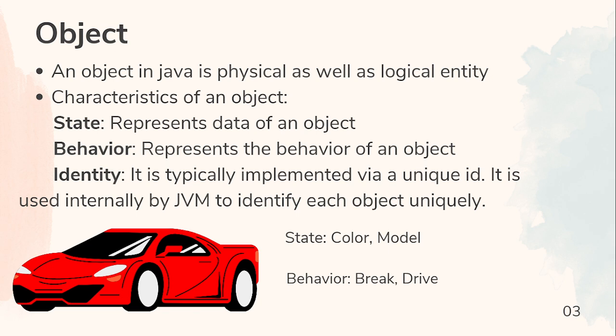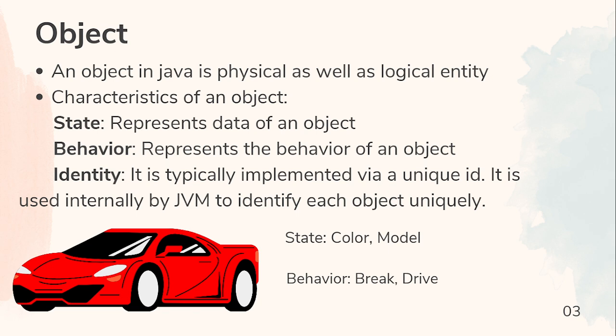In terms of behavior, it represents the behavior of an object. A car has some functionality. Driving is something we do with the use of a car. We can apply the brakes. These are the mechanisms, right? So these are the behavior of an object, of a car. And next is identity.